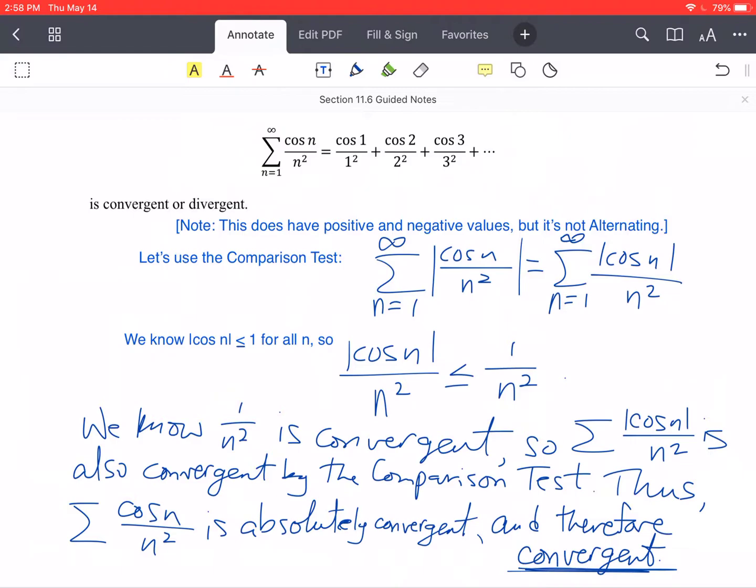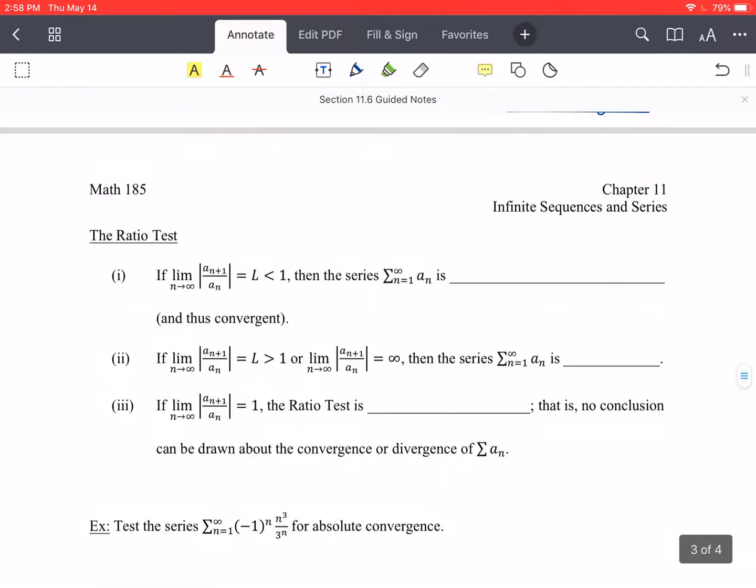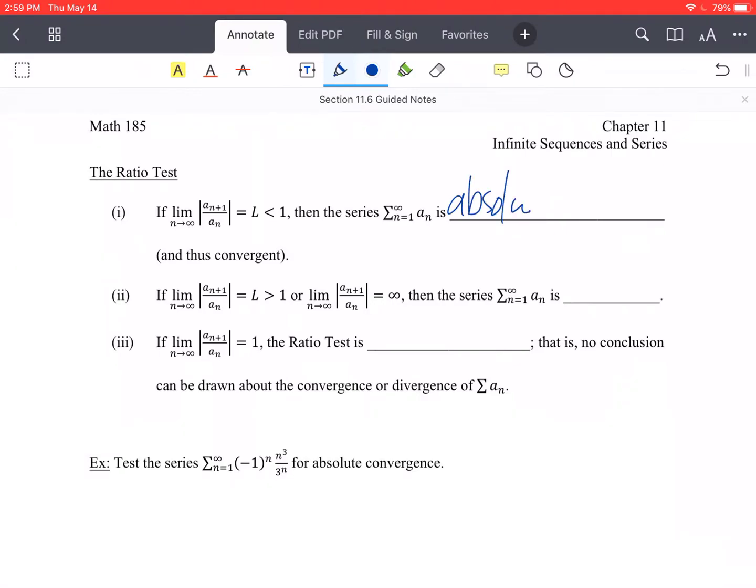Okay, so let's move on to a couple of new tests that we're going to be able to use. So first up is the ratio test. The ratio test says we're looking at the limit as n approaches infinity of a sub n plus 1 over a sub n. Okay, so if the limit of the absolute value of that quotient, which is L, if that limit is less than 1, then the series is absolutely convergent.